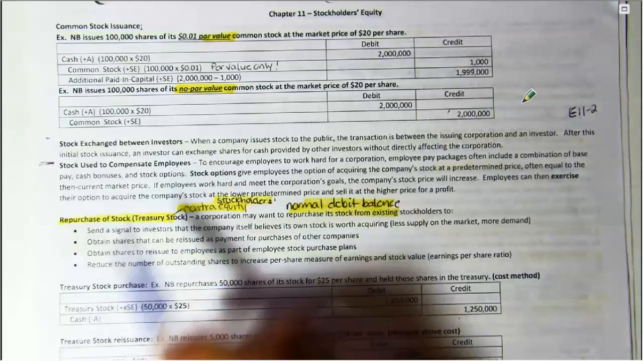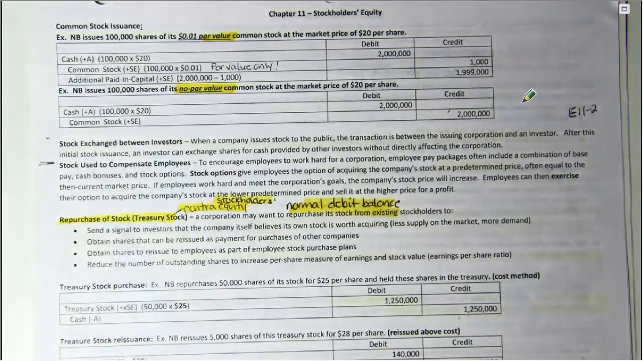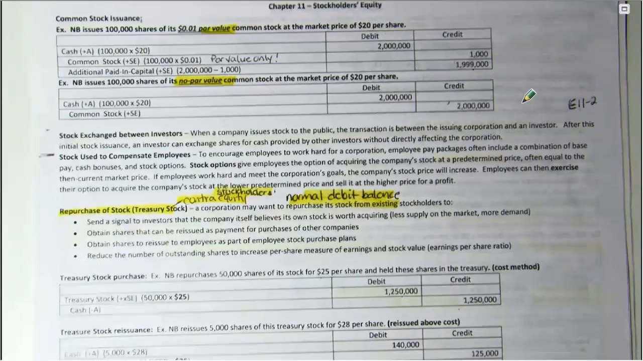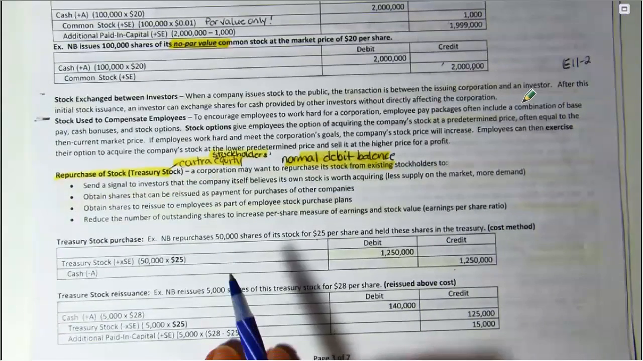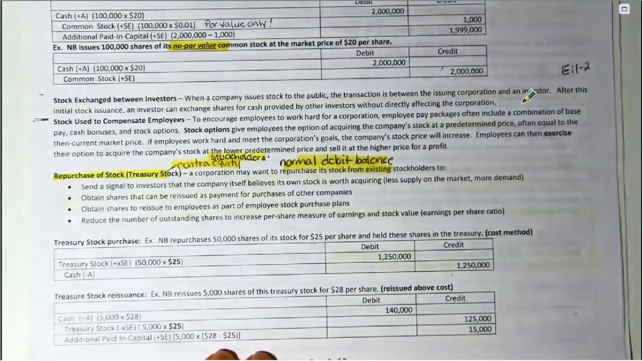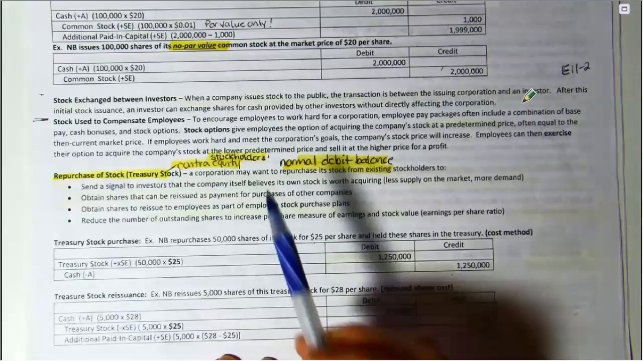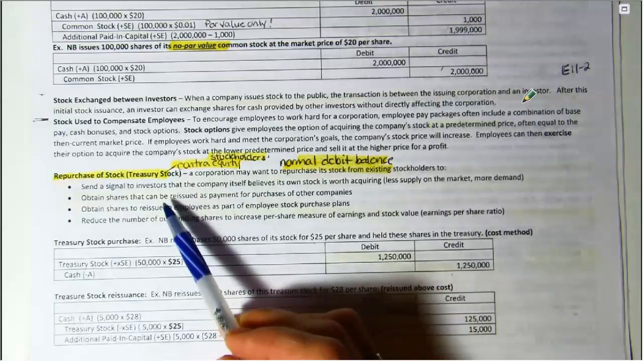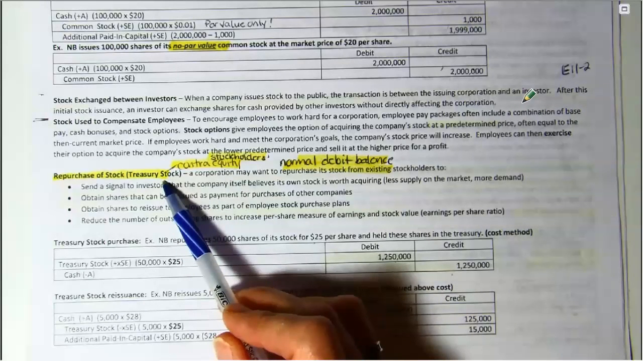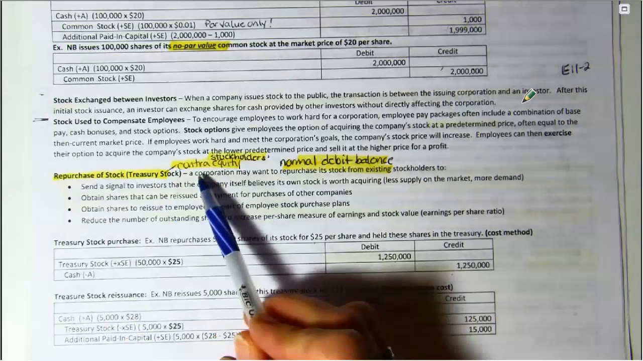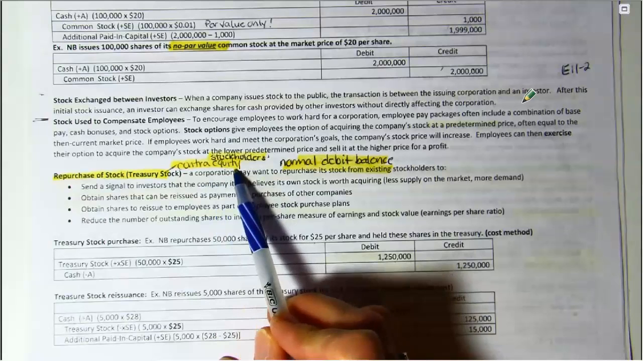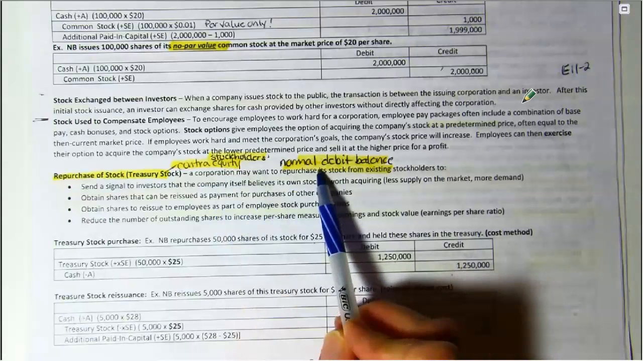I can't remember when we treated them last Wednesday, so I thought we'd go back a bit. Okay, so repurchase of stock. We learned that treasury stock is when a company buys back its own stock. When we buy that stock, we debit an account called treasury stock. It's a contra stockholders' equity account. It's got a normal debit balance.